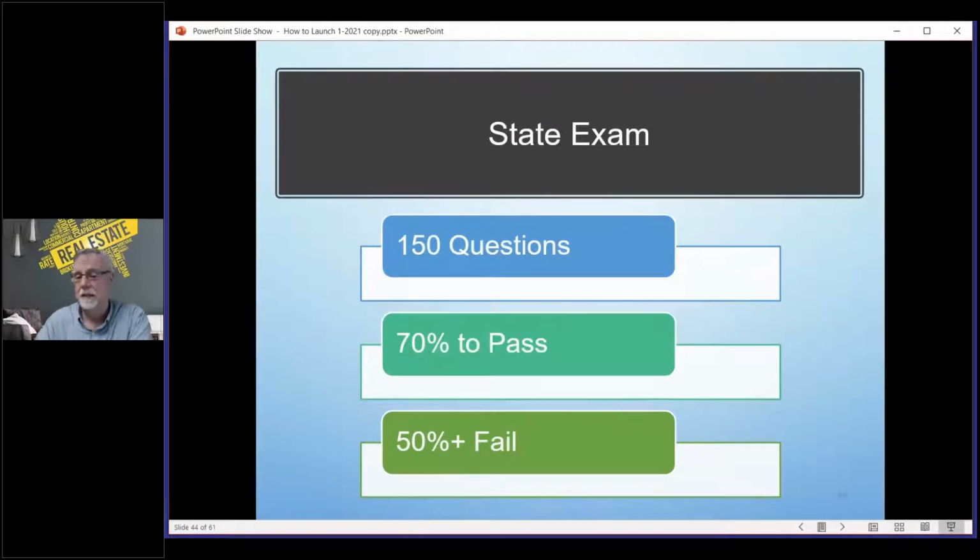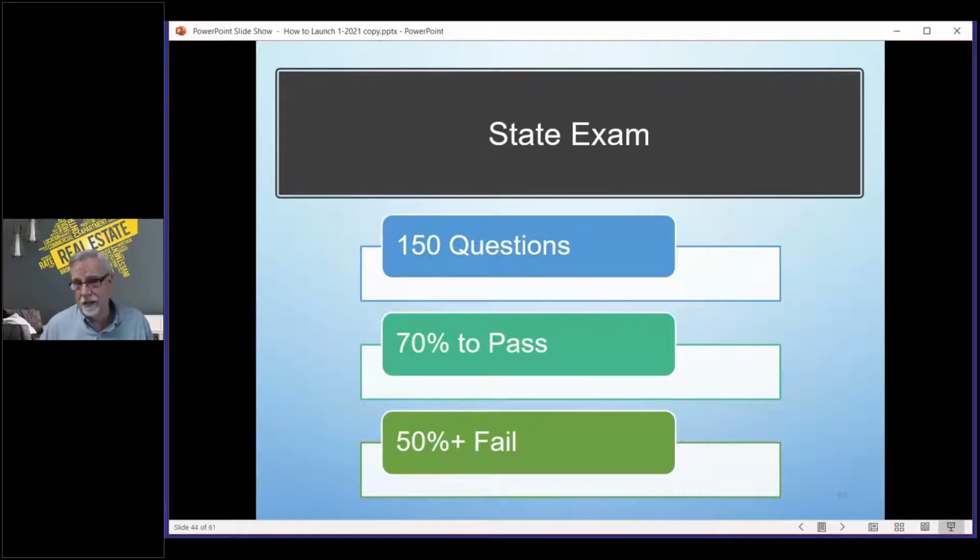It's not an open book test, right? You're not allowed to cheat. They're watching you. The state exam is 150 multiple choice questions. You know, A, B, C, D, pick the best answer. There's no essay questions, no fill in the blanks, no true false. Out of the 150 questions, you have to get 105 right, or 70% in order to pass.